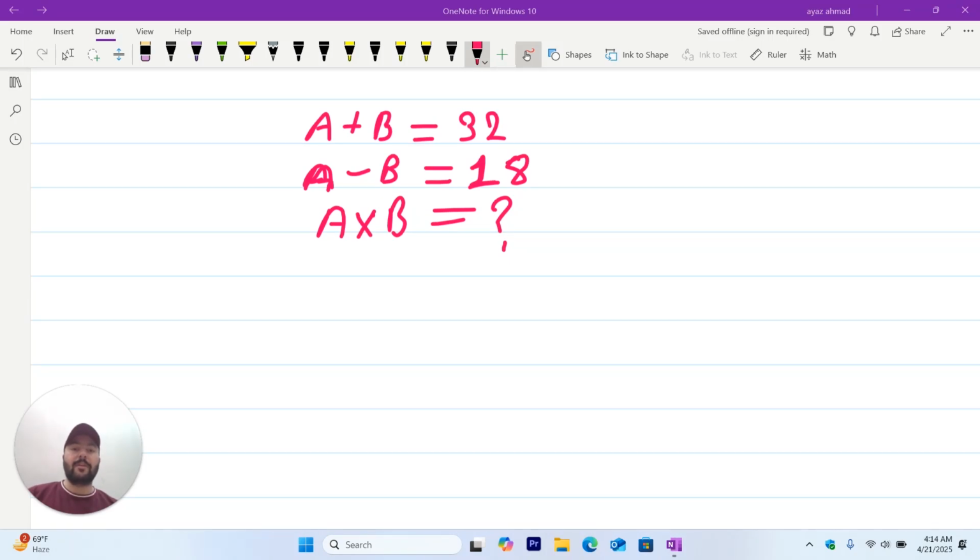I'm an engineer, Ayaz. So today I will solve this question. It is a very difficult question. So stay tuned with me and write this down in your notebook.